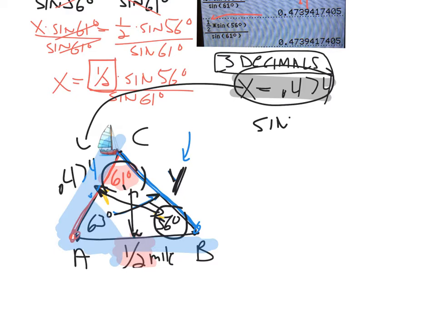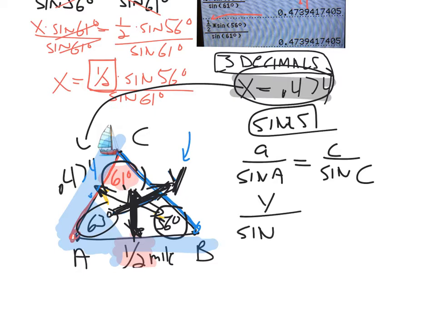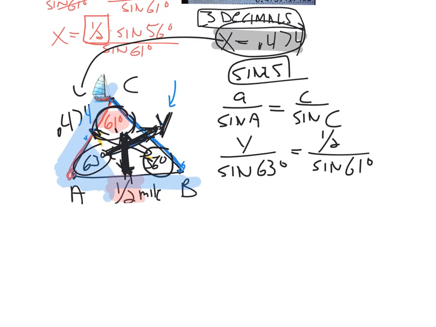Here, to use the law of sines, I'm solving for the side opposite angle A, so I'm going to go little a over the sine of angle A. That equals, now you can either use your B's or your C's. I'm going to use my C's because I'm using the most given information. So here I'm going to go little c over the sine of angle C. So here I'm going to have little a, which is Y, over the sine of angle A, which is 63. That equals little c, which is a half a mile, divided by the sine of angle C, so the sine of 61.